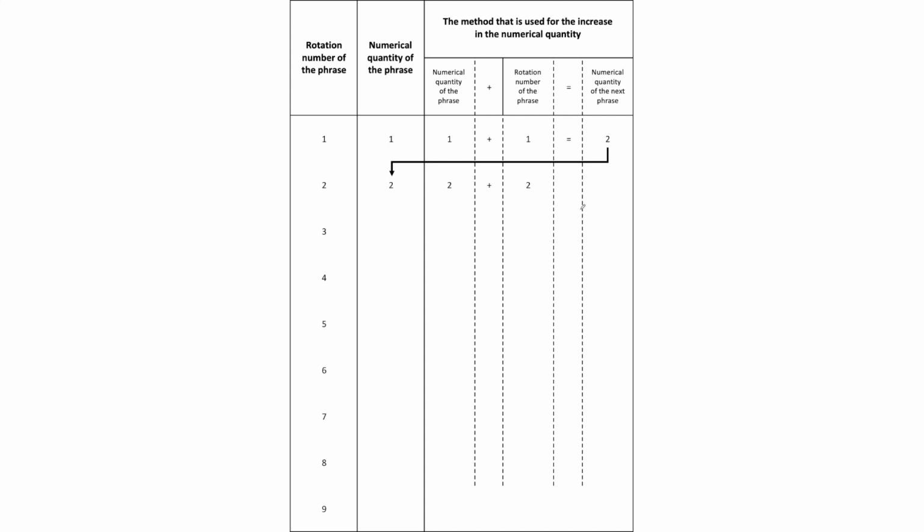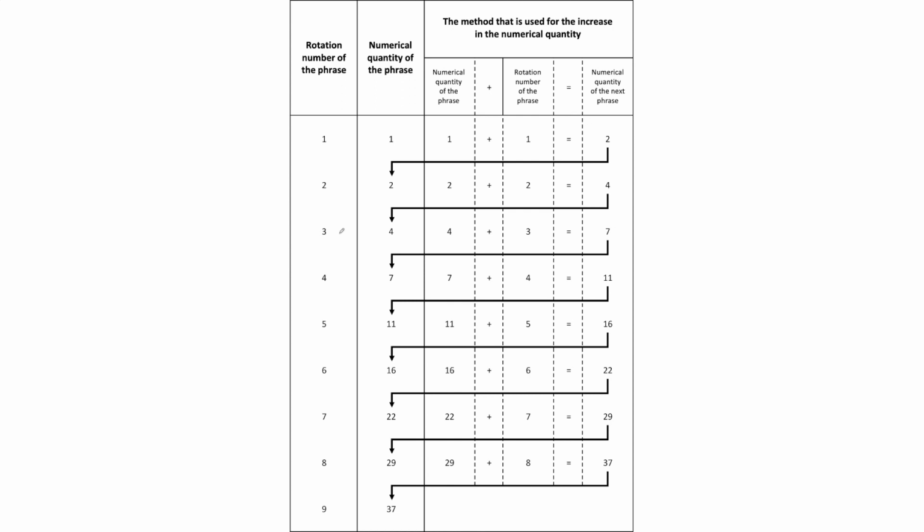And this is the numerical quantity of the next phrase. And he continues with the same formula. 4 plus 3 makes 7. And this is the numerical quantity of the fourth phrase. 7 plus 4 makes 11. And this is the numerical quantity of the fifth phrase, etc.